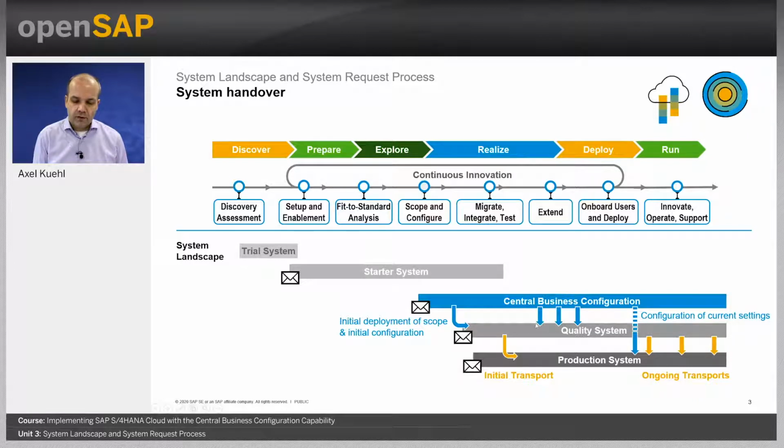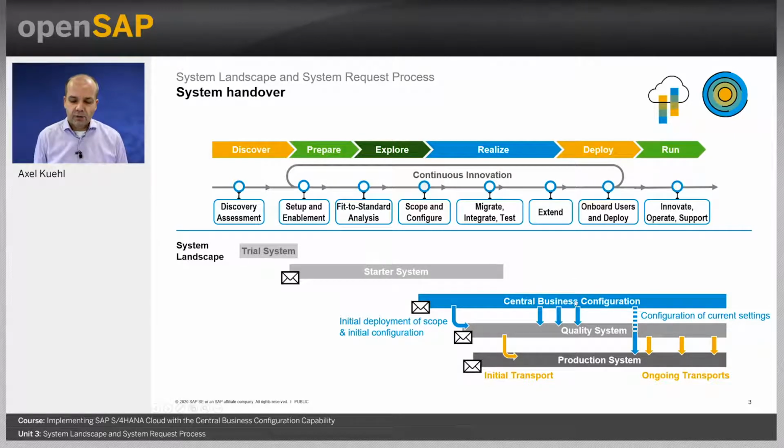The customer can then continue with further configuration and tests in the quality system, test the business processes, and make some adaptation again to the configuration. He needs to switch between central business configuration and quality system in a seamless way. Therefore, the single sign-on is so important, so that you have a seamless experience here.